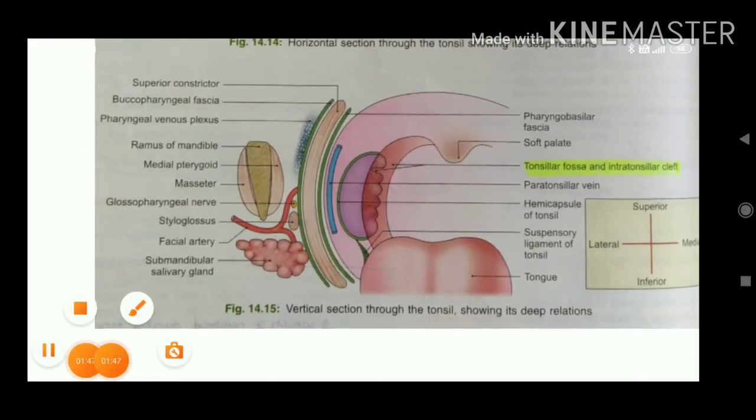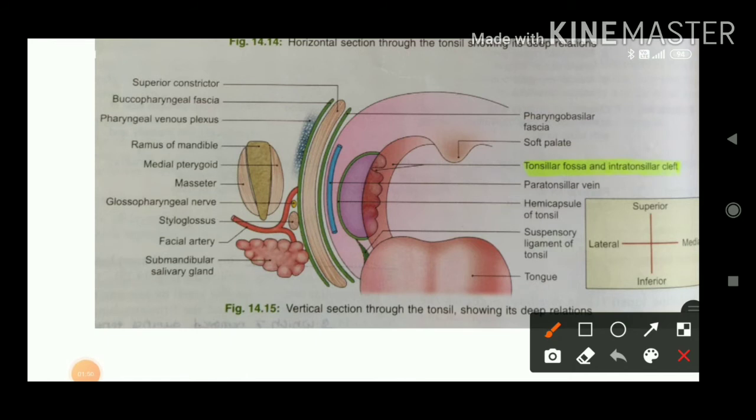here the most inner part is the pharyngobasilar fascia. This is the pharyngobasilar fascia, and then lateral to it we have the superior constrictor, then lateral to it we have the buccopharyngeal fascia, then lateral to it you have the styloglossus, which mainly covers the lower part on the lateral surface of palatine tonsil, and then lateral to it we have the glossopharyngeal nerve.